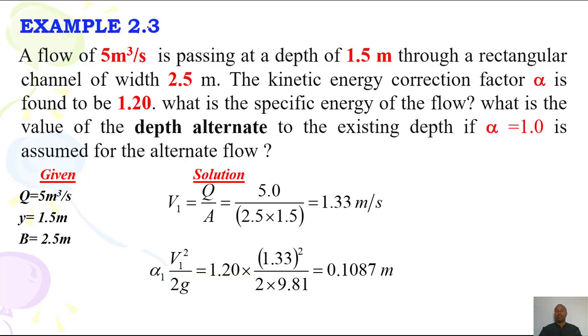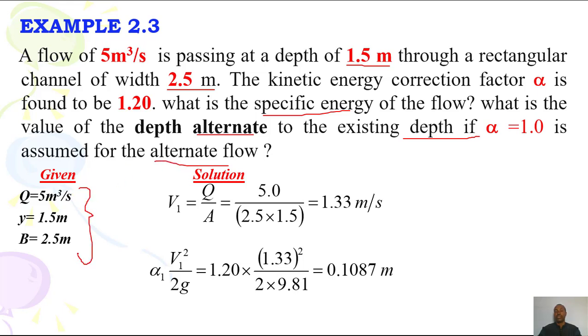Okay, example 2.3. A flow of 5 meter cube per second is passing at a depth of 1.5 meter through a rectangular channel of width 2.5 meter. The kinetic energy correction factor alpha is found to be 1.2. What is the specific energy of the flow? What is the value of the depth alternate to the existing depth if energy correction factor is 1 is assumed for the alternate flow? Simple.